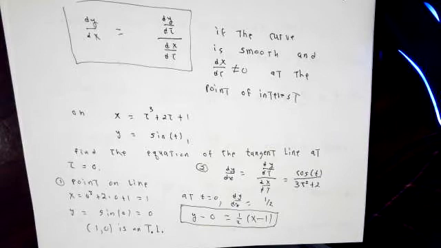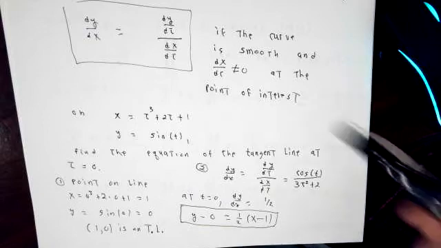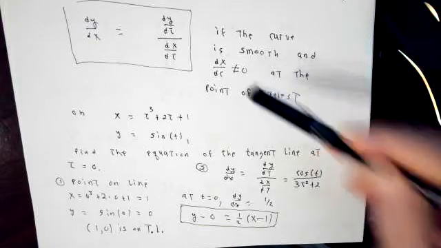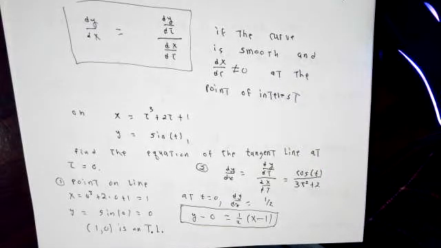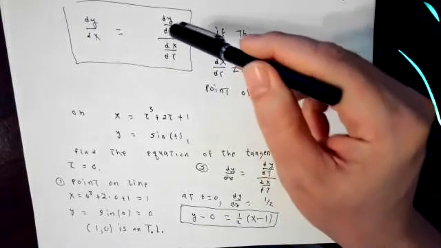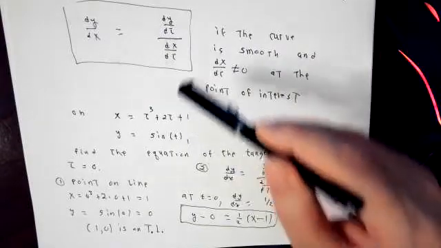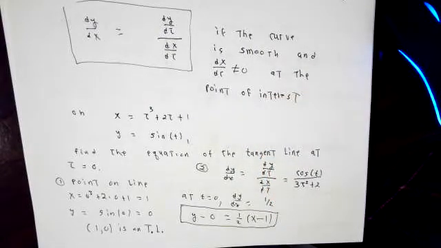So if the curve that you're looking at is smooth, that means that both derivatives exist. They're not zero at the same time. Additionally, if we have a situation where dx/dt is not zero at the point of interest, that limit on the top was dy/dt, and the one on the bottom was dx/dt, and this is how we're going to calculate slopes of tangent lines.